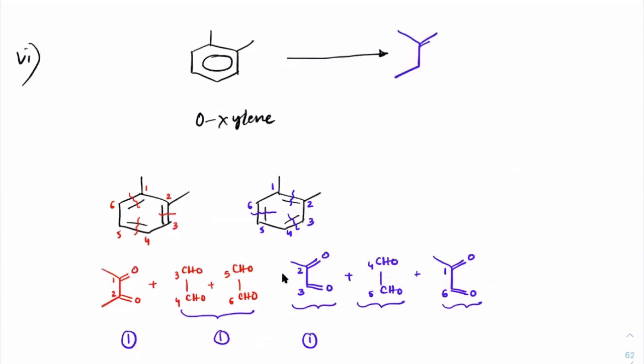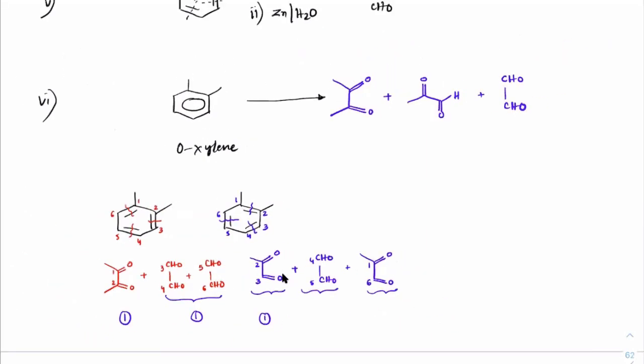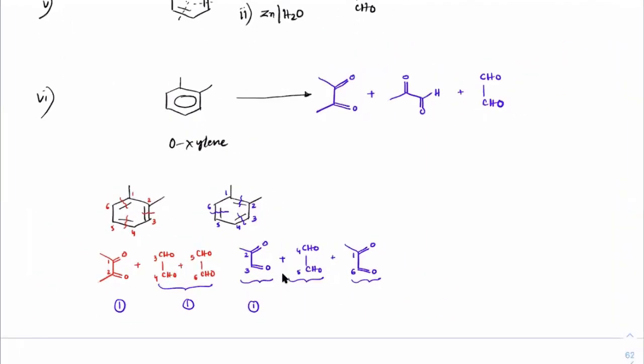So we will have this product, the alpha diketone, plus we will have this one, the alpha ketoaldehyde, plus glyoxal, CHO and CHO. So these three are the final products which you have. So o-xylene will actually give you 3 products.